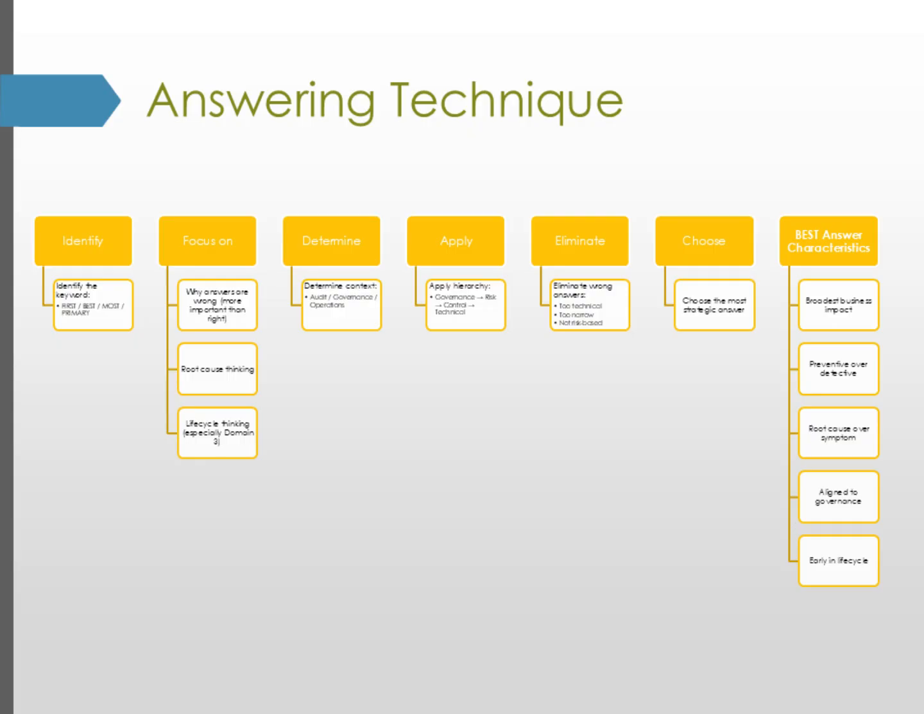And finally, choose the most strategic answer. Not just what works, but what works best from an auditor's perspective. Look for answers that have the broadest business impact, are preventive rather than detective, address the root cause, align with governance, and occur as early as possible in the life cycle.